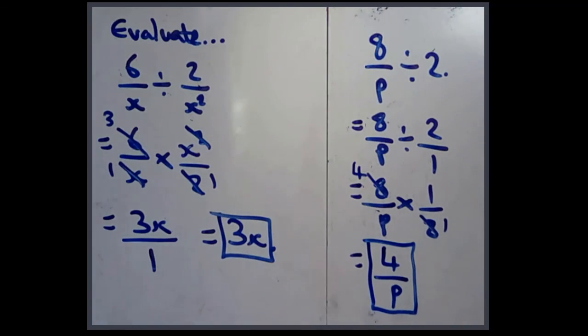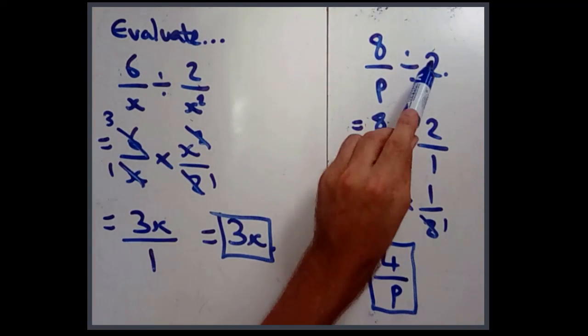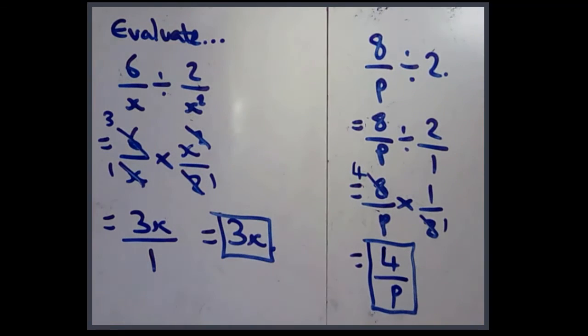And as I was saying, if you've got 8 over p dividing by 2, you could just put the 2 straight in there. So that would be 8 over 2p, which is the same as 4 over p.